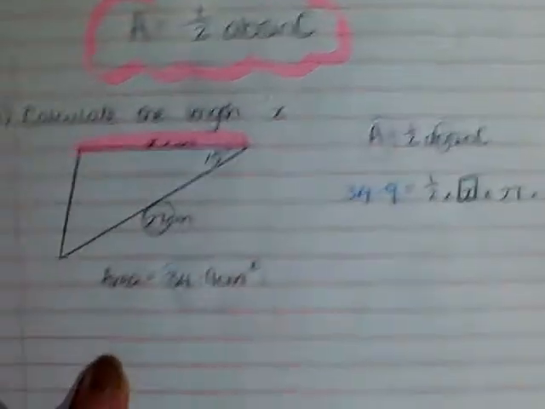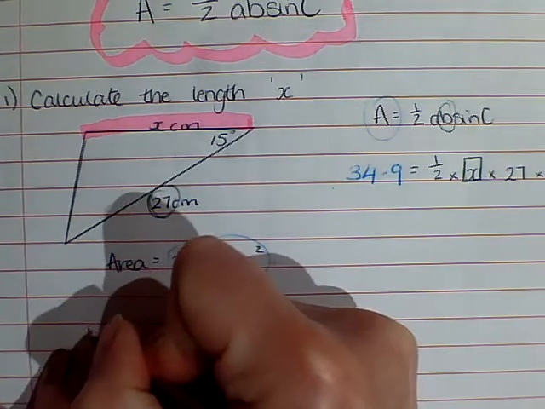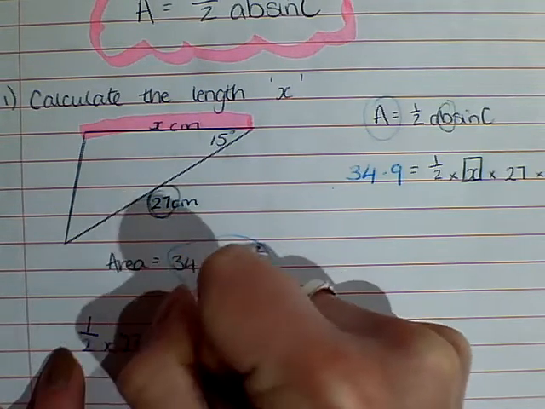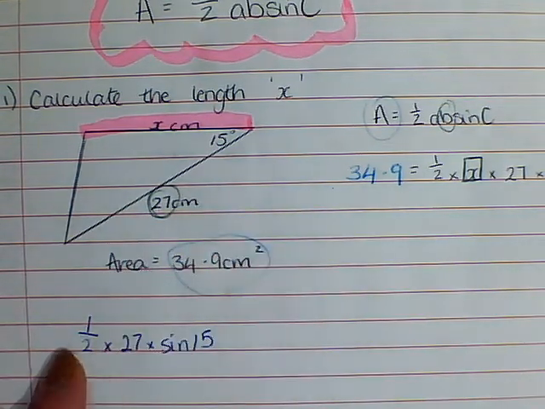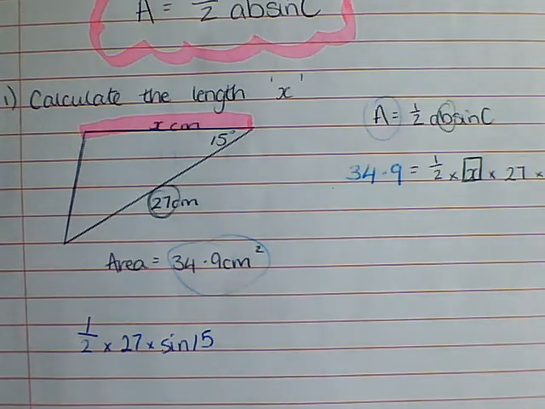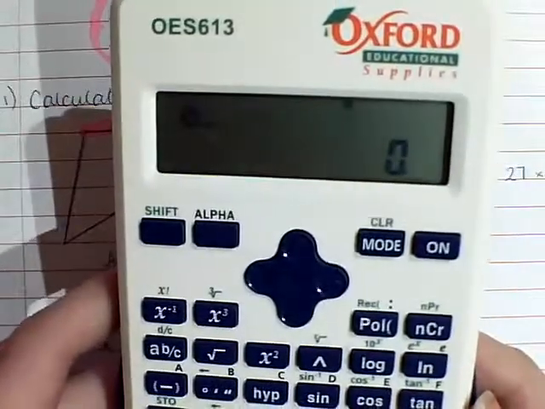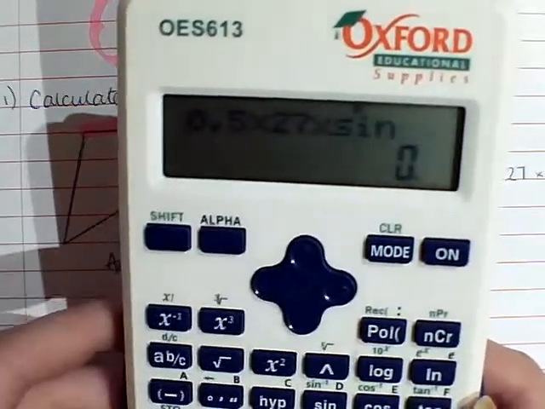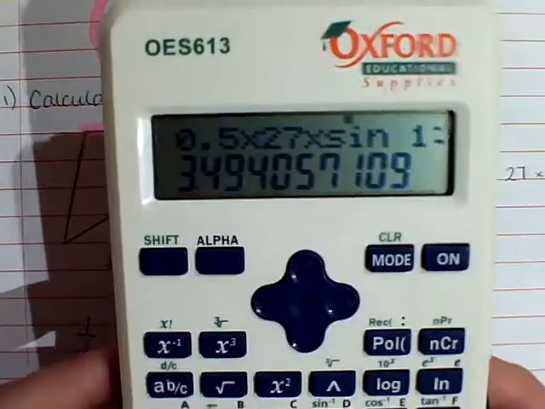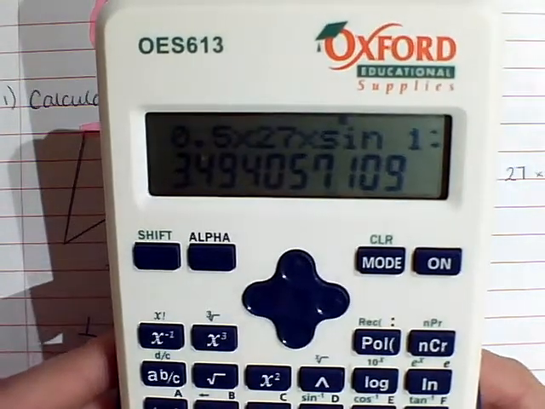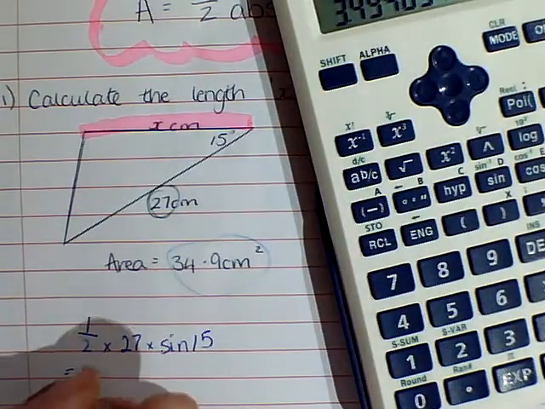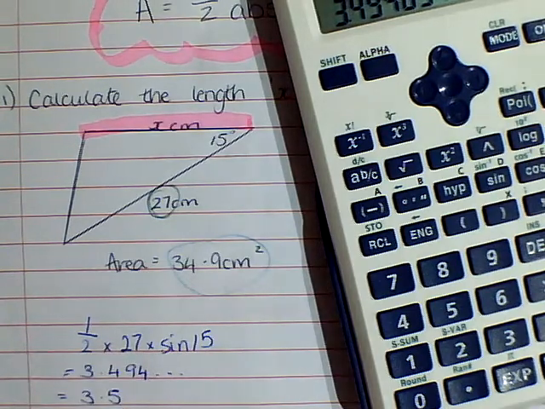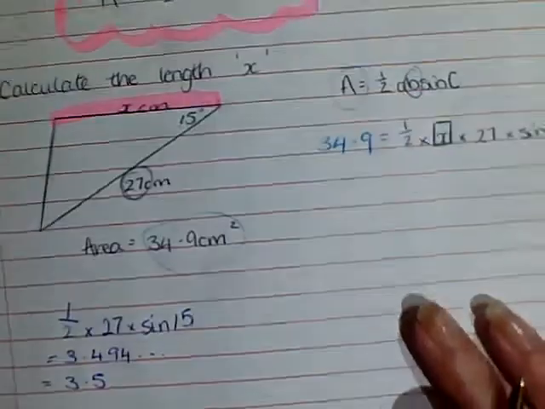Okay, and I'm just going to write this at the side. So in my calculator I'm going to do a half times 27 times sine 15. Okay, and we've got 3.494 dot dot dot, and we'll make that 3.5. That's one decimal place.